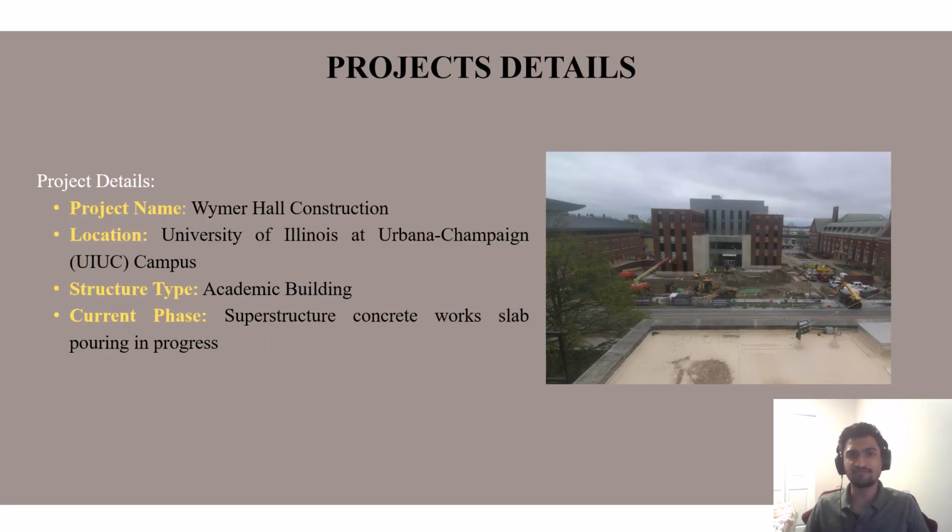For our analysis, we selected an active construction site on the campus which is currently going on, which is the Weimar Hall construction project at the University of Illinois at Urbana-Champaign. This is an academic building, which means it is an institutional development and follows strict quality and scheduling standards. At the time of our observation, the project was in the superstructure phase, specifically focused on the slab pouring operations.